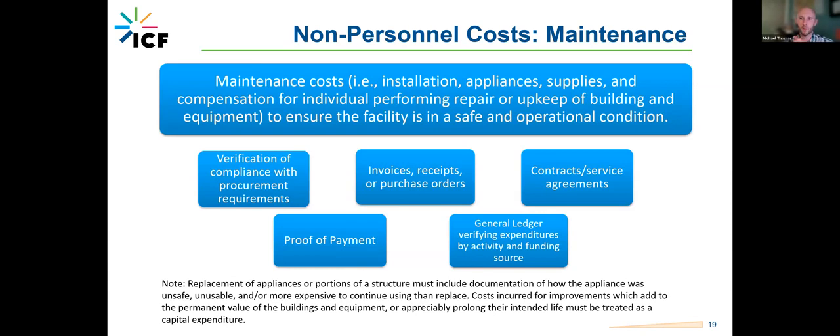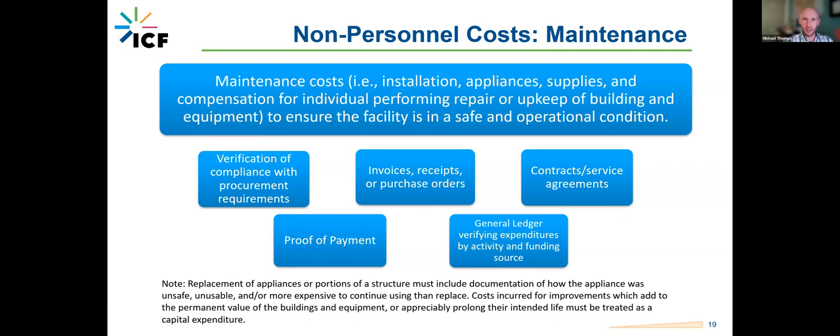Costs incurred for improvements which add to the permanent value of the buildings and equipment or appreciably prolong their intended life must be treated as a capital expenditure. So that's something I want to note that's very important. That has come up in my past life managing grants. There is a difference between what you can charge to maintenance versus something that is a capital expenditure.